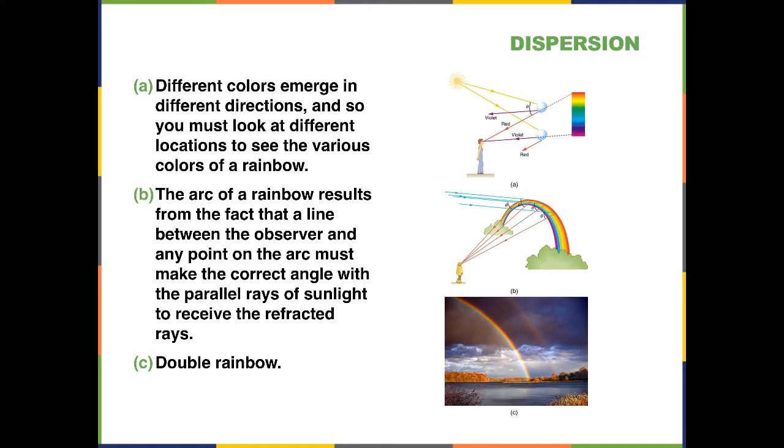And then you can have double rainbows. And I know there's the silly YouTube video about double rainbows, and I'm not going to get into that right now. A rainbow is a combination of reflection and refraction with white light interacting with water droplets.